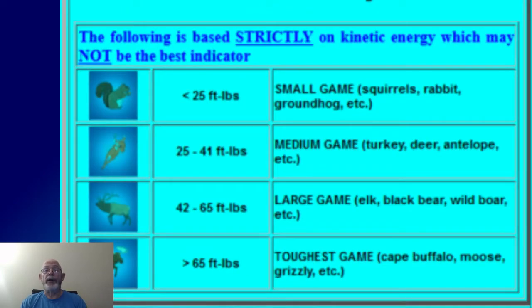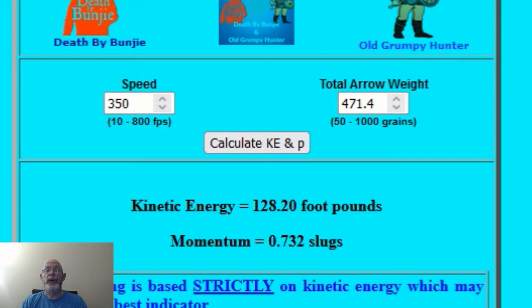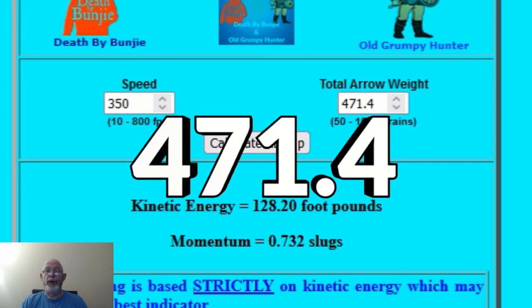Below the results area in this particular calculator are some pictures with different ranges next to them. These values are found all over online, and these are suggested values of kinetic energy to kill different animals. In this short video clip, I'm entering this year's values for Parker: 350 feet per second, which is real close to what it is, and 447.4 grains, and that is actual arrow weight.